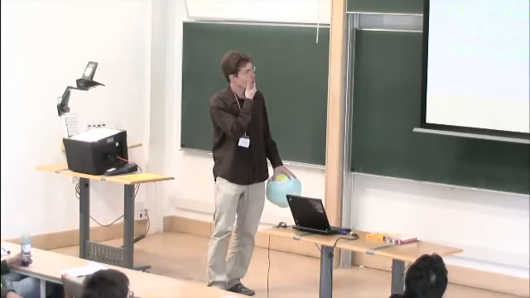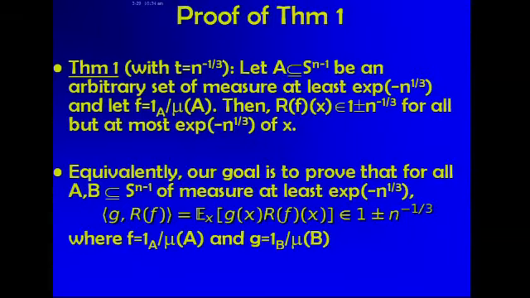Okay. Good. So this is what we want to prove from now on. This is a much nicer, much more symmetric statement. We have just two sets, A and B, on the sphere with this measure, e to the minus n to the 1/3. And we want to analyze the inner product of their indicator functions through this Radon transform, and we want to show it's very close to 1.